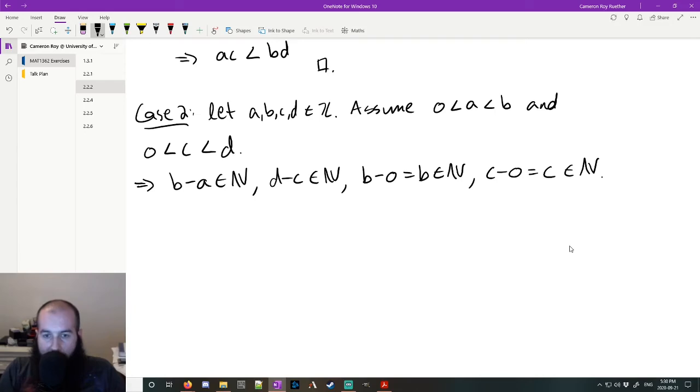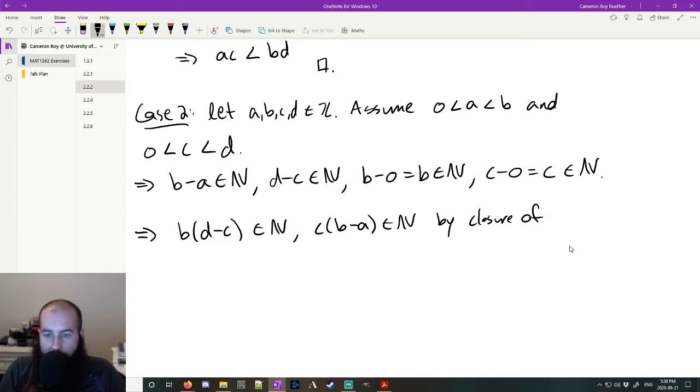So now all of these are natural. We can multiply and add them in any way, and they'll still be natural numbers. So this implies that b times d minus c is natural, and that c times b minus a is natural by closure. And here we were using multiplication. Now we can add these.